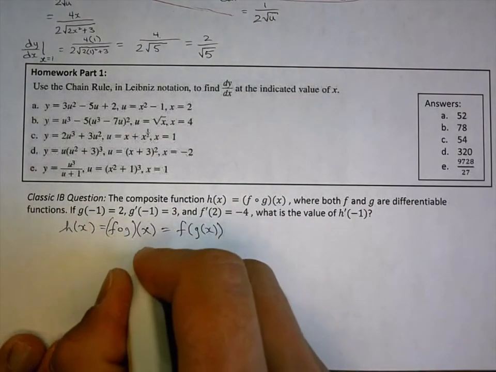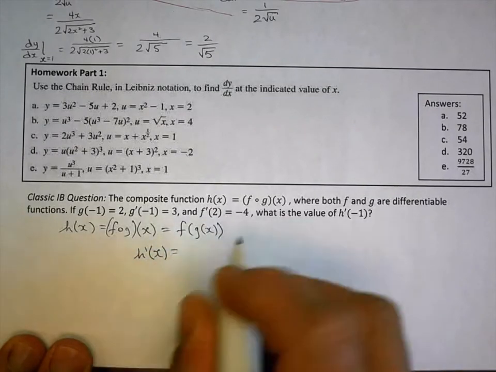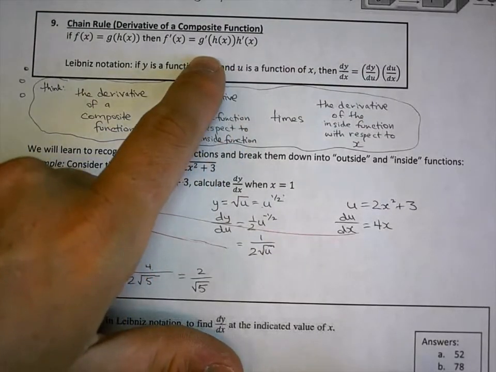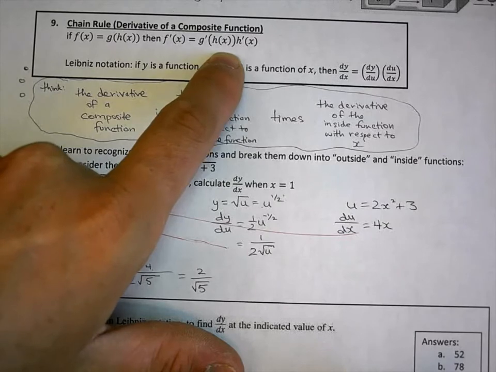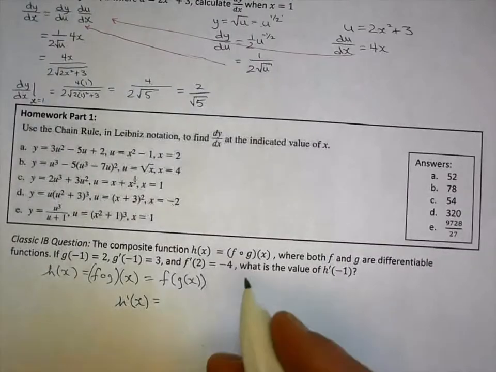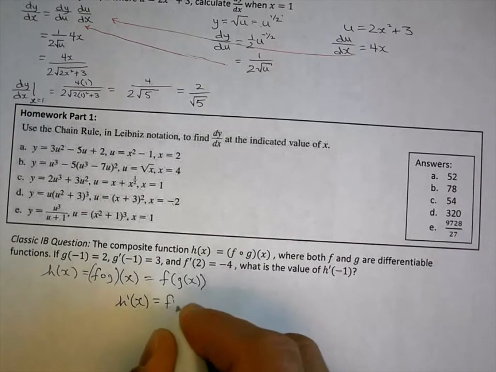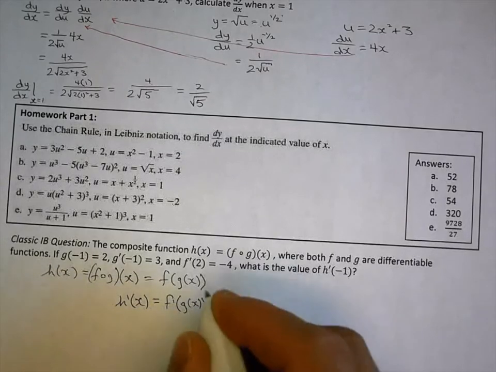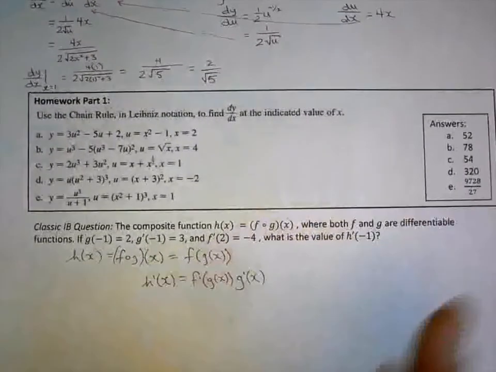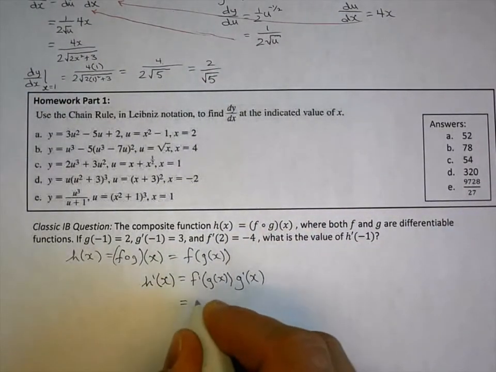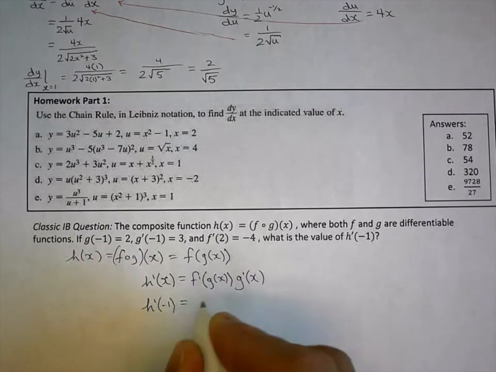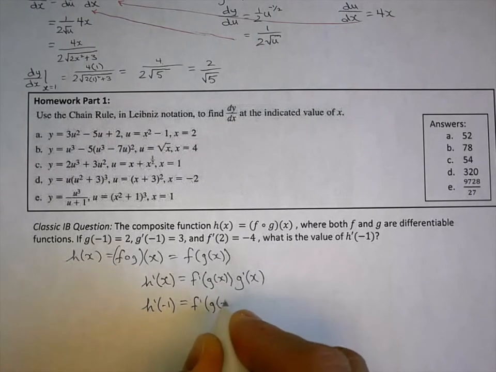Now, my definition of h prime here, we're getting into the other definition here. It's the derivative of the outside with respect to the inside, times the derivative of the inside. So that's going to be the outside with respect to the inside times the derivative of the inside. Now watch how this works. This is going to be f prime. Well, first of all, we were looking for h prime at -1. So I'm going to change all the x's to -1.